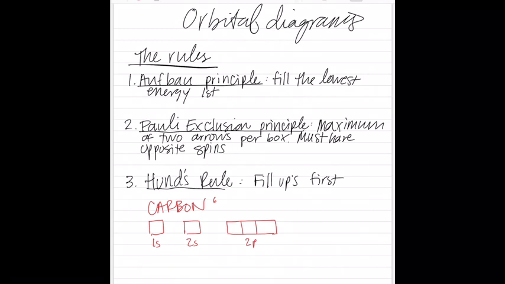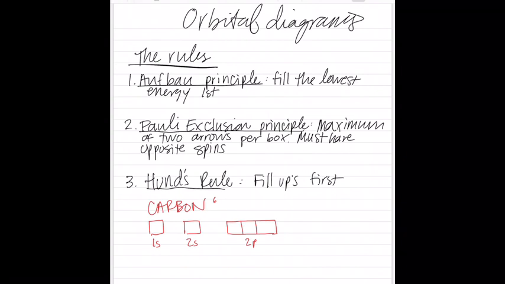So let's follow the rules. I need to fill the lowest energy first. So 1S and 2S, 1S is the lowest energy. This is a little bit higher. This is even higher. So this has to be filled before I go on to this one, and this has to be filled before I go into this one. So that's rule number 1. Fill the lowest energy first. Okay, rule number 2. Maximum of 2 arrows per box. Now the arrows represent electrons and how the electrons are moving around the nucleus. So the arrows are the electrons.